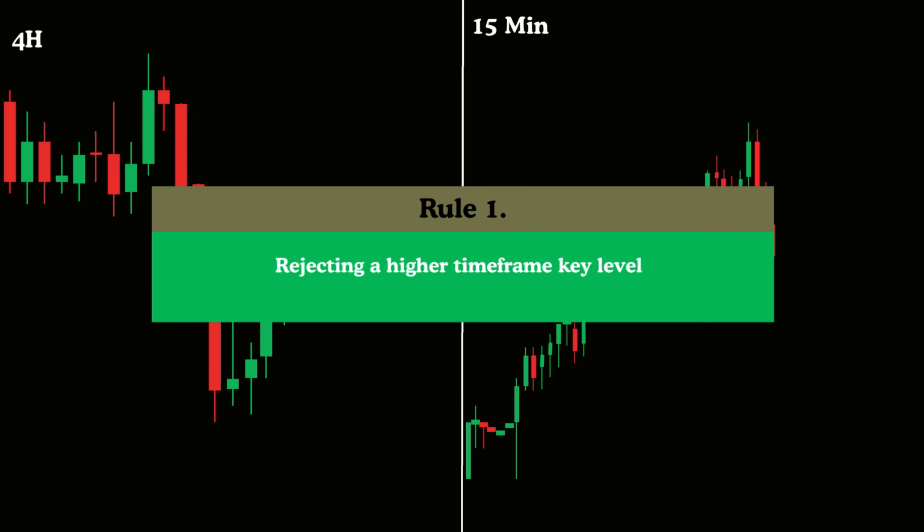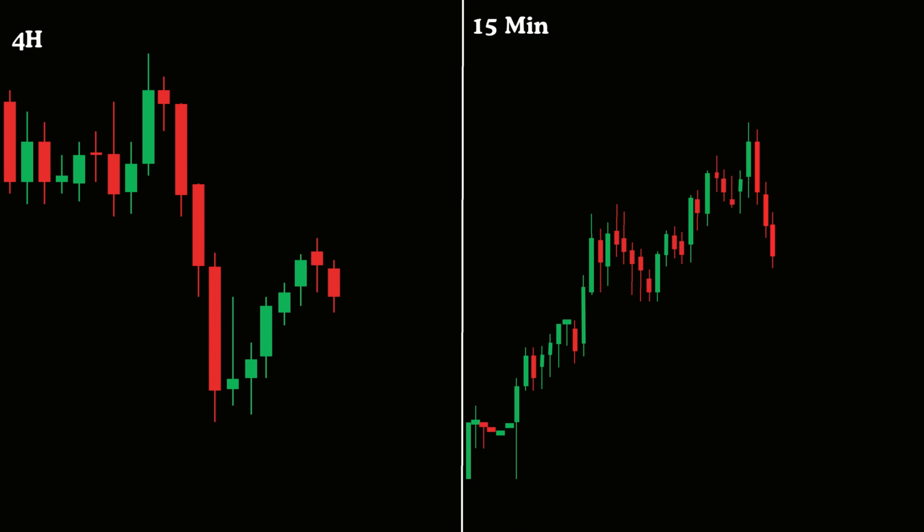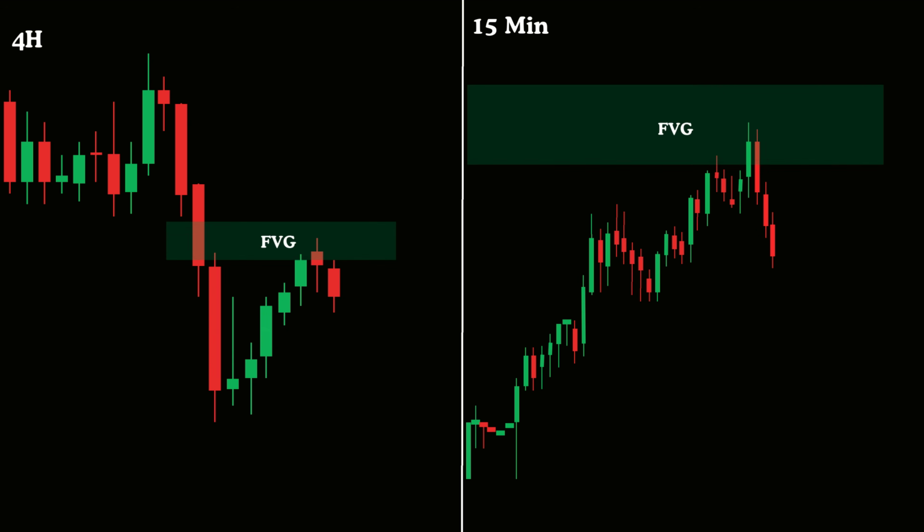Rejection from a higher time frame key level. As we've established, CISD is most effective when it aligns with major price zones, especially those marked on higher time frames like the 4H, daily, or weekly chart. These zones carry institutional weight and have the potential to influence price action heavily. When a CISD forms after price has tapped into such a significant level, it signals that the market is rejecting this key zone, making the potential reversal far more credible.